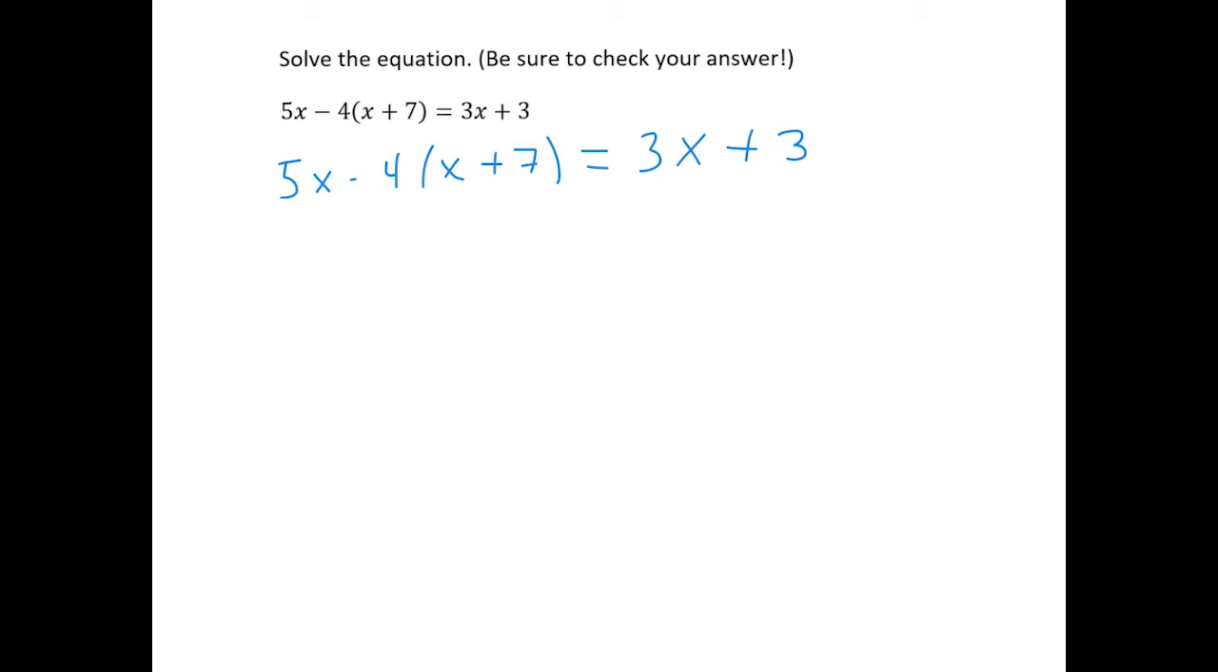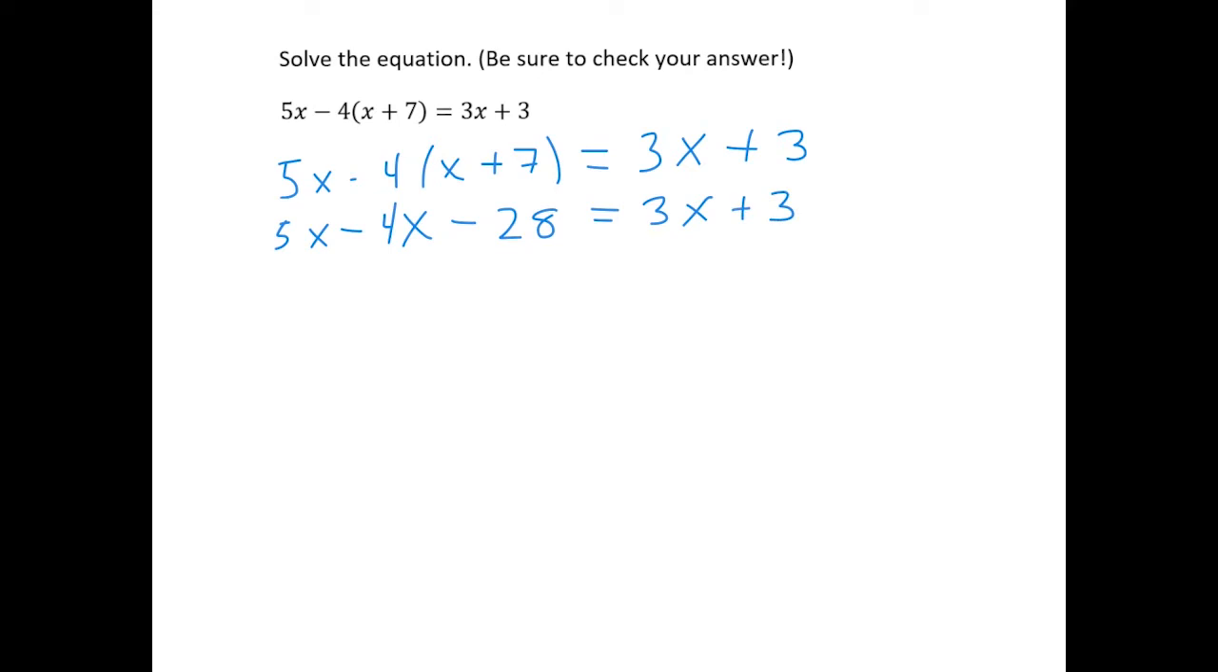Well, the first thing we want to look at is we have 4 multiplied by this quantity of x plus 7. So we're going to use the distributive law to multiply the 4 through the parentheses. So we'll do 4 times x and then 4 times 7. And once we do that, we'll have 5x minus 4 times x will give us negative 4x. And then negative 4 times a positive 7 will give us negative 28. And then on the right hand side, we'll just have that's equal to 3x plus 3.